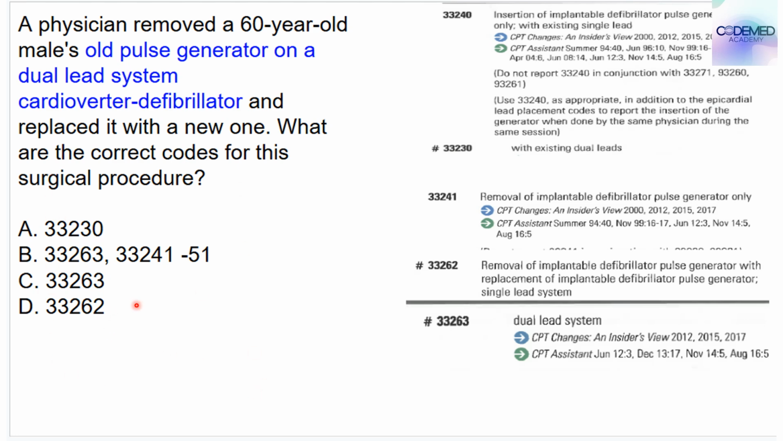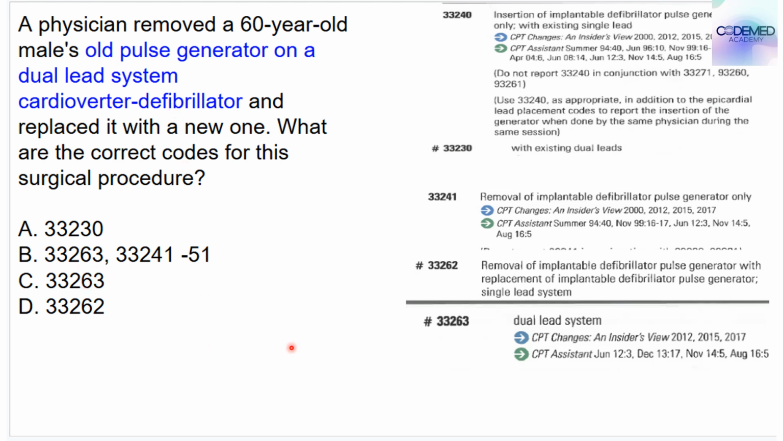Now we need to check. Here the code 33230 is an indented code, and the main code is insertion of the implantable defibrillator pulse generator only. Now in this case, the old pulse generator was removed and it was replaced by the new one. So you should know what has exactly happened in the patient's case.